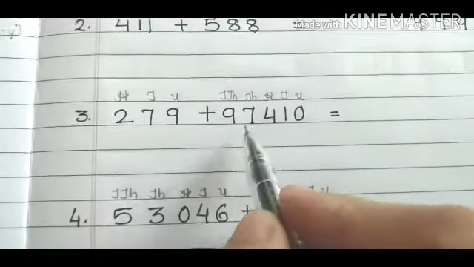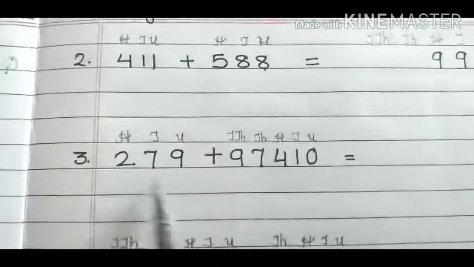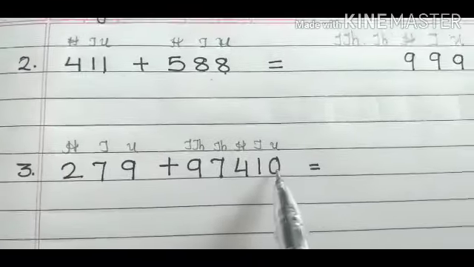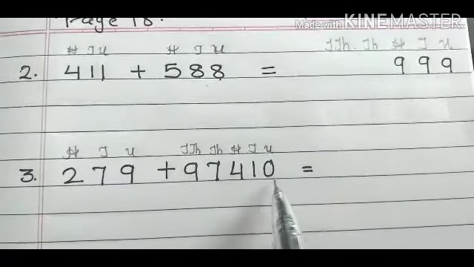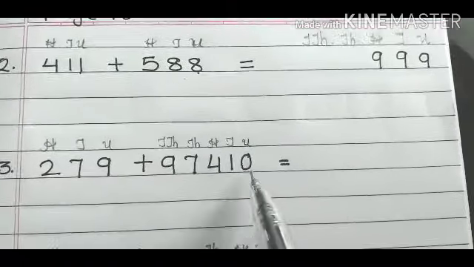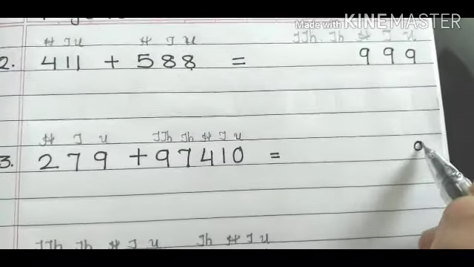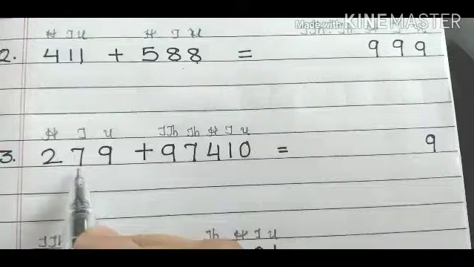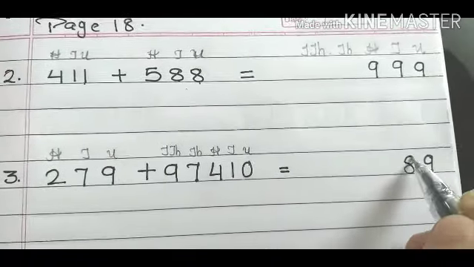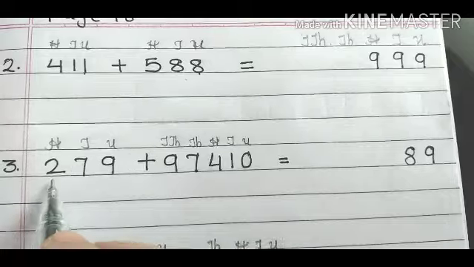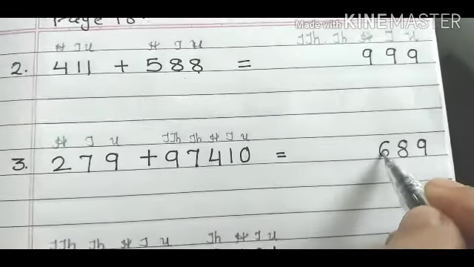See the third example. 279 plus 97,410. So again arrange these numbers horizontally and start adding from units place. So 9 plus 0. The answer is 9 because when 0 is added to any number, the answer is that number itself. So in units place 9 is there. Tens place 7 plus 1. 7 plus 1 is 8. So in tens place write down 8. In hundreds place 2 plus 4. 2 plus 4 is how many? 6. So in hundreds place 6 is there.